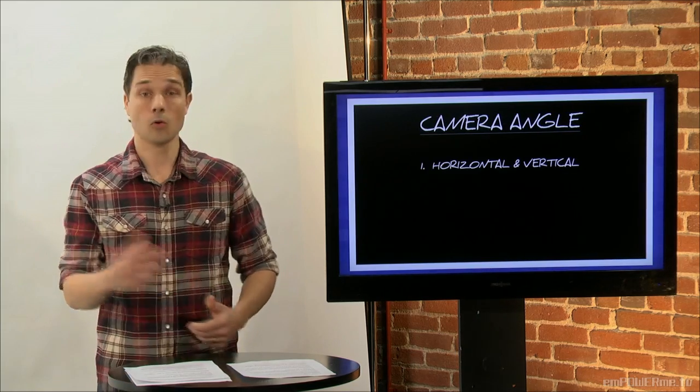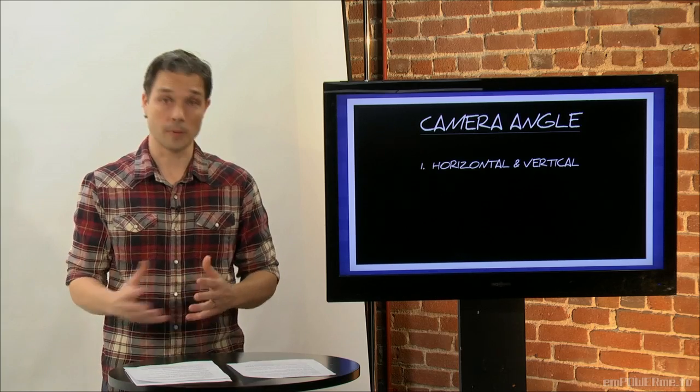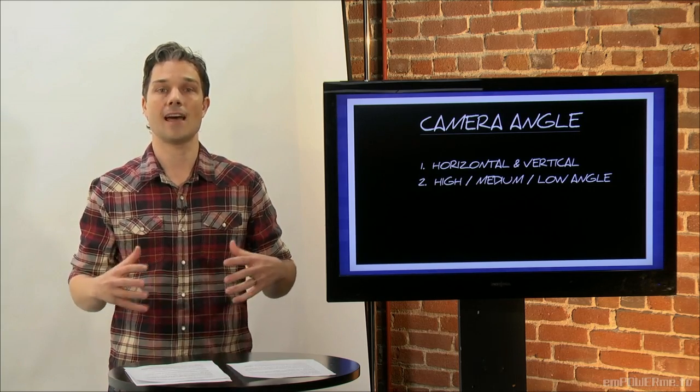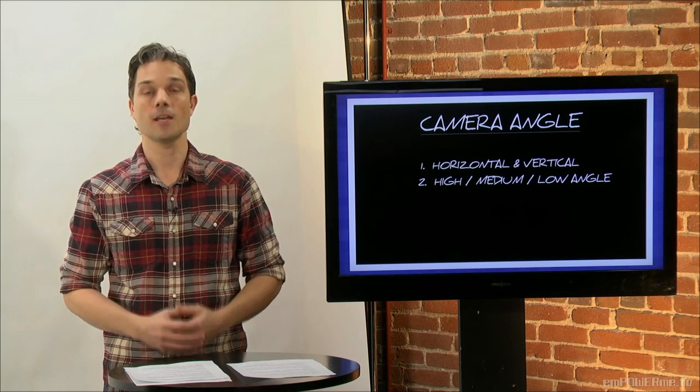So to recap our tips on camera angle, number one, choose a horizontal or vertical orientation depending on your subject. Number two, use a high, low, or medium angle to add drama to your shots. Well, that's it. Have fun experimenting with camera angles.